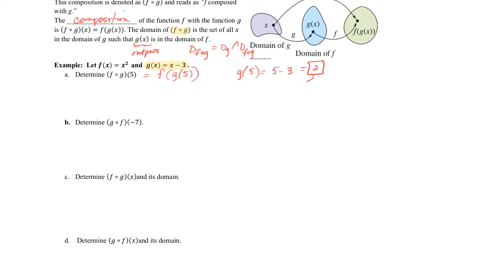So that is going to be replaced in this function. I'm going to now evaluate f of g of 5. Well, g of 5 is 2, so f of 2 will equal 2 squared, because I know that f of x equals x squared. So f of 2 equals 4. That's my final answer. So f composed with g of 5 is 4.